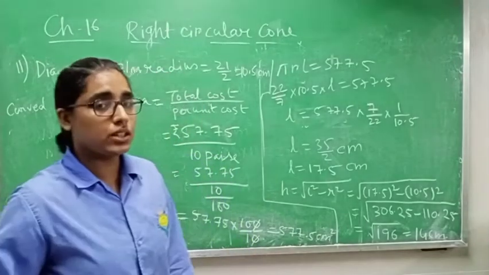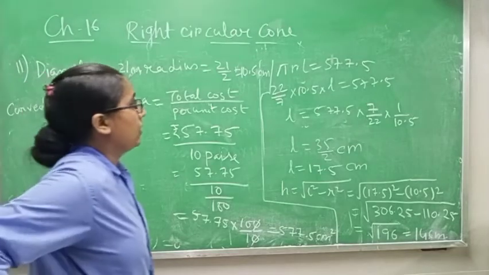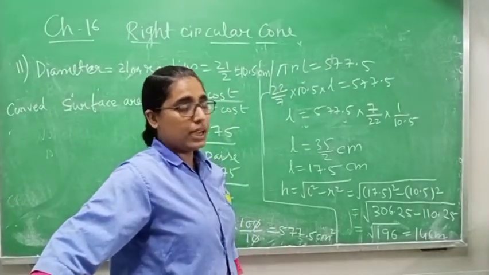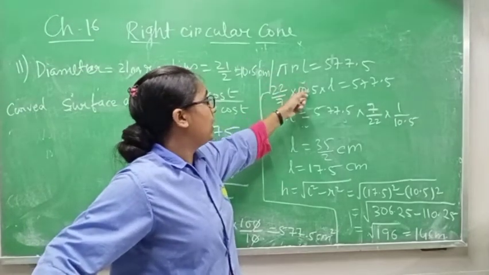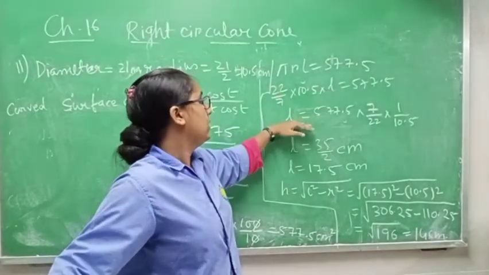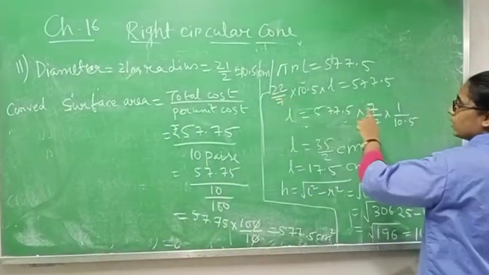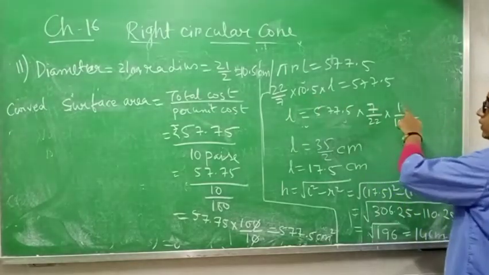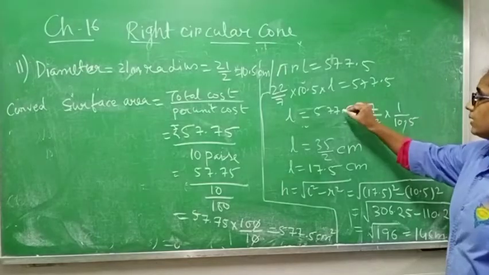Means curved surface area you got 577.5 centimeter square. Now that is our written pi r l equals to 577.5. Pi value is 22 by 7, r value is 10.5, into L. L I will write as it is, and I am taking 22 by 7 this side, it will become 7 by 22. 10.5 this side will become 1 by 10.5. Now point 10 cancel.